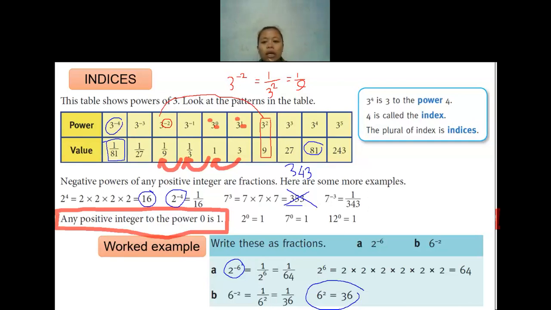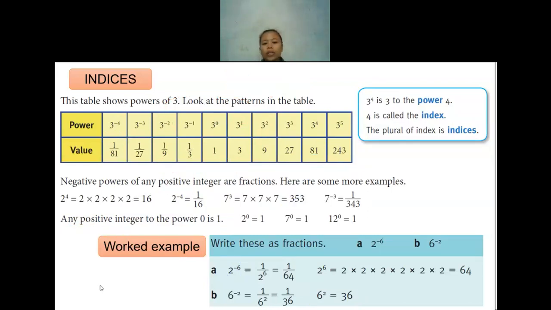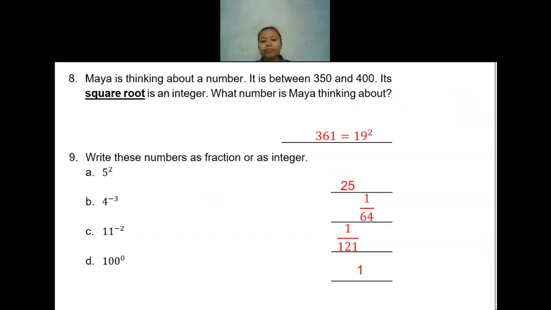If you have no question, I will move to the next question, questions 8 and 9. For question 8, Maya is thinking about a number. The number is in between 350 and 400. Its square root is an integer. So it means you have to find all of the square numbers in between 350 and 400. The square number that I find is 361 because it will be equal to 19 squared.